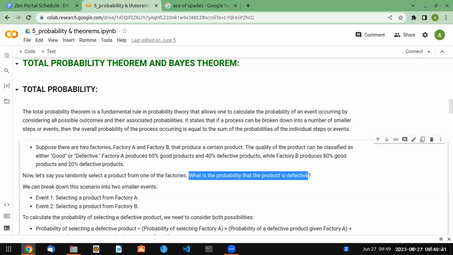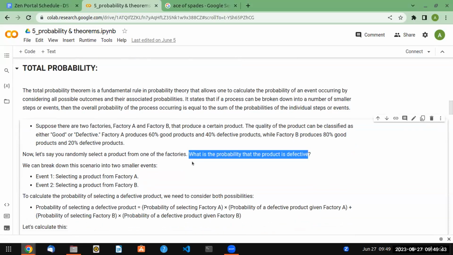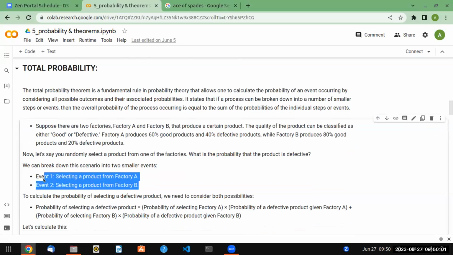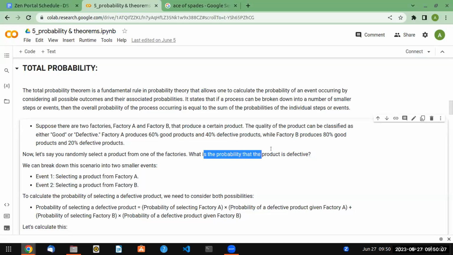Till now, making sense? To calculate the probability of the individual events, what are we calculating? The probability of selecting a defective product. We'll calculate event-wise: first for event 1, then for event 2, then at last we'll add them for the total probability, and that is the answer to this question.